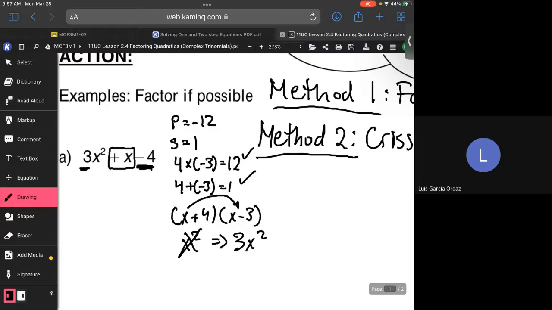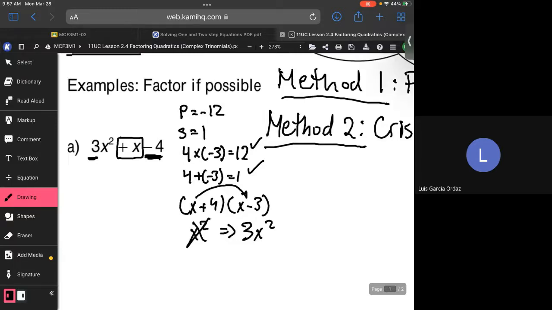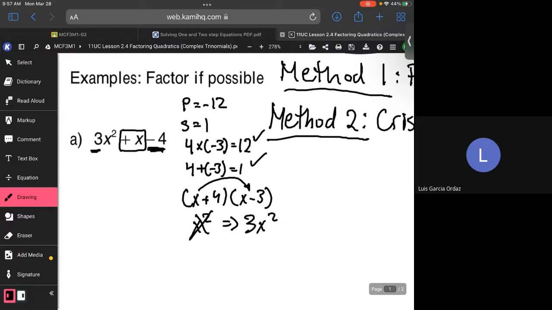So this is where factoring by grouping comes in. My middle term can be written as 4x minus 3x, because 4x minus 3x gives me what? X, which is what our middle term is. So let me write it as 3x squared minus 3x plus 4x minus 4. The reason I can do this is because, like we said, -3x plus 4x gives me my middle term x.